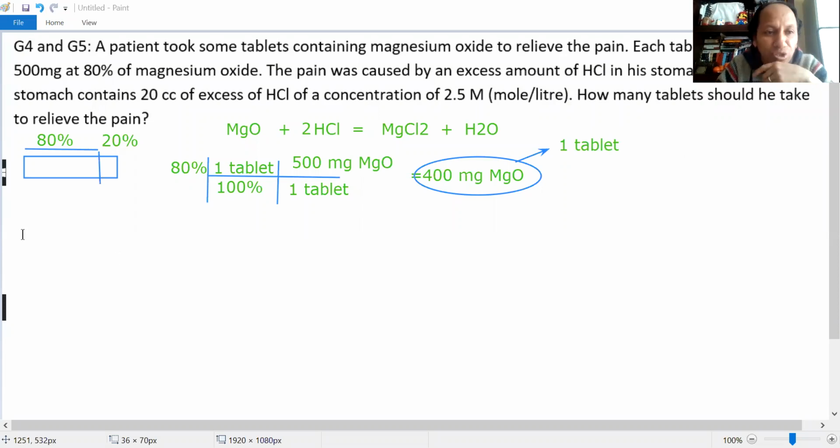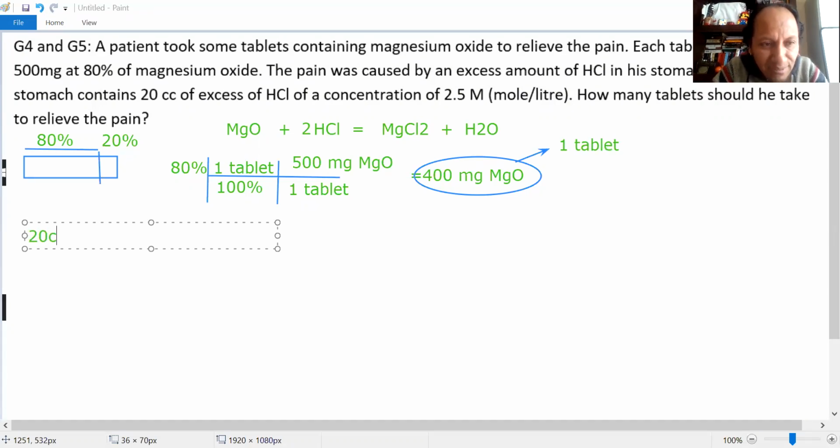And then with that one, you perform the calculation, because it says, how many tablets should he take to relieve the pain? Okay, so that is what I know, it's in one tablet. So then let's get to work. You have this, the amount of the pain was caused by excess hydrochloric acid. His stomach contains 20 cubic centimeters of hydrochloric acid.